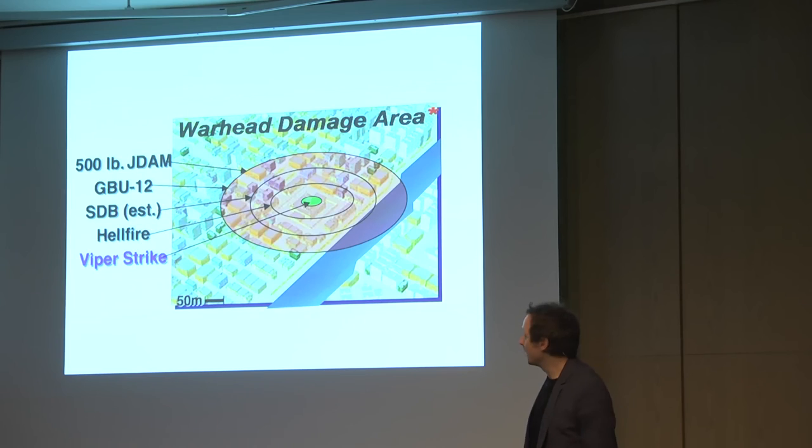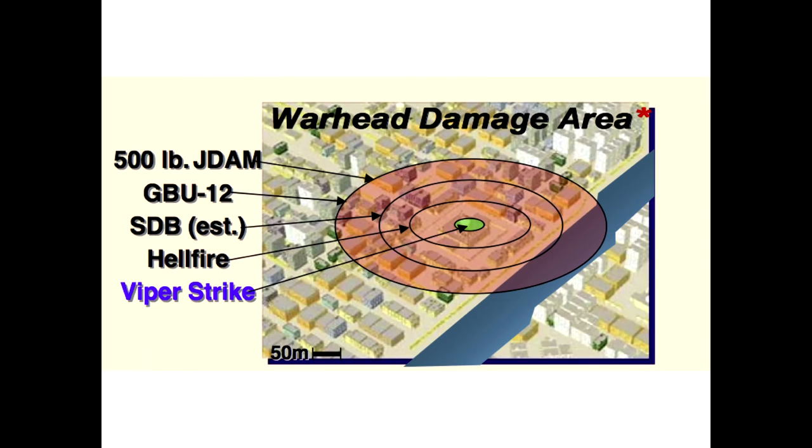This is called Viper Strike. And they all come with these nice little circles which tell you the blast areas of different ammunitions. And basically, as you can see, it's relatively small compared to a Hellfire missile or other ammunitions. So this is basically what shaping can be.